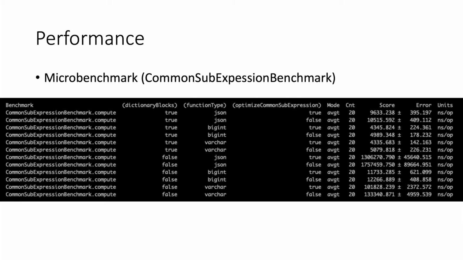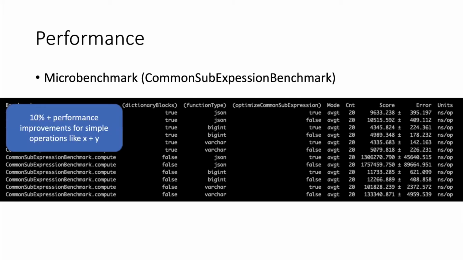And we can see that across the board, there's at least a 10% performance improvement, even on a very simple case: x plus y and another expression that depends on x plus y. So just by doing this on a very simple expression, we can still get some benefit.